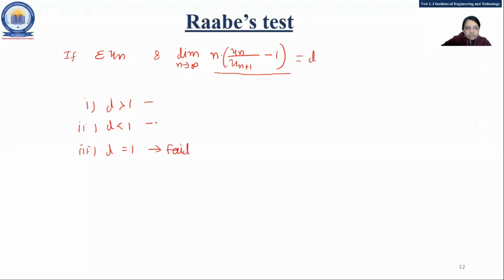Now when L greater than 1, the series is convergent, and when L less than 1, your series is divergent, right? This is the same. Just the limit which you are supposed to apply is supposed to change in every test. Okay, so this is Raabe's test. Okay, we'll see an example of this one.